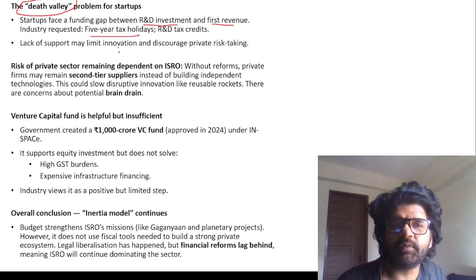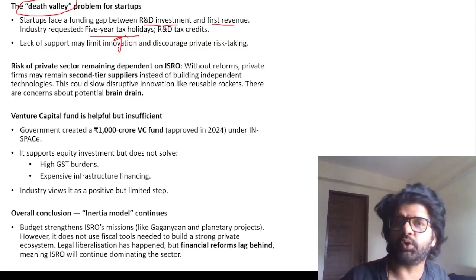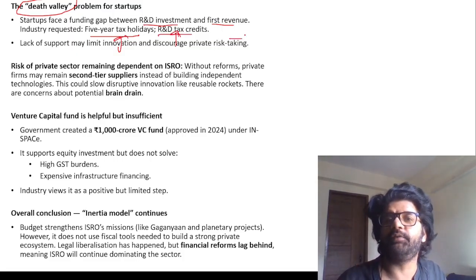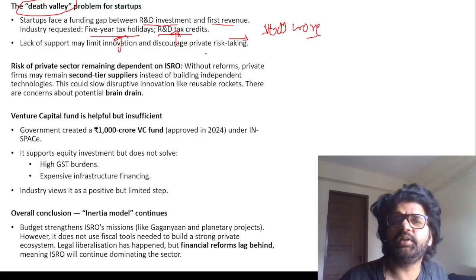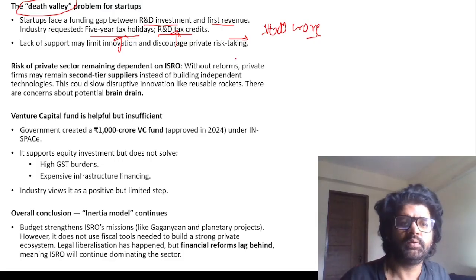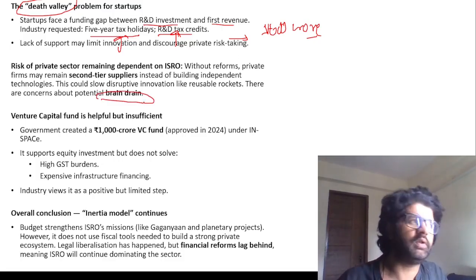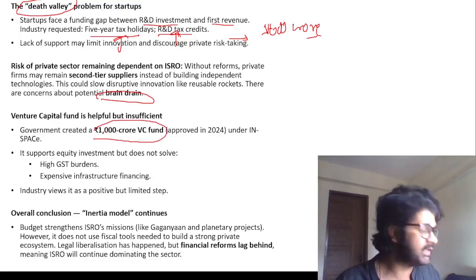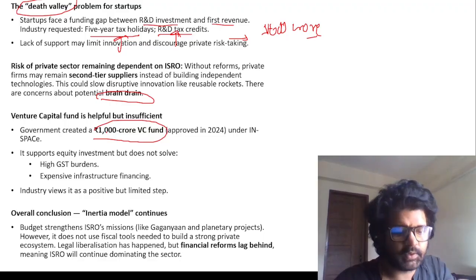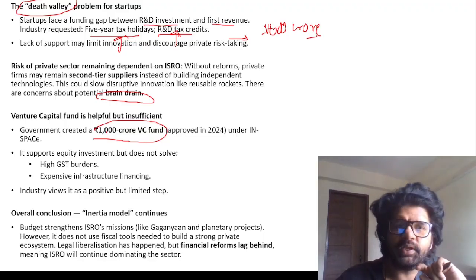So the government can give them a 5-year tax holiday, that for 5 years we will not tax you. R&D tax credit, let's say if you have invested 1000 crore in R&D, we will deduct it from your tax later on. All these things have to be done, which is not done. And this is leading to brain drain. People are going, they're joining NASA and all. So venture capital fund, the government created a 1000 crore fund to support different private players. We will buy stakes in them.